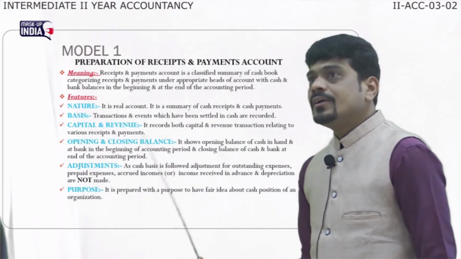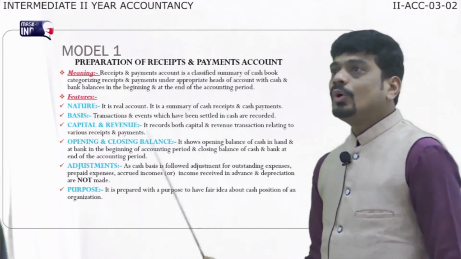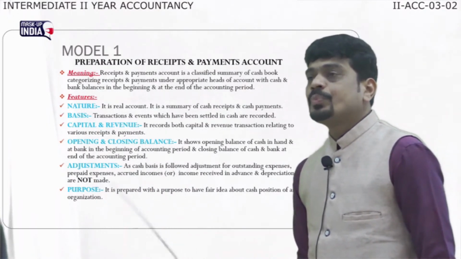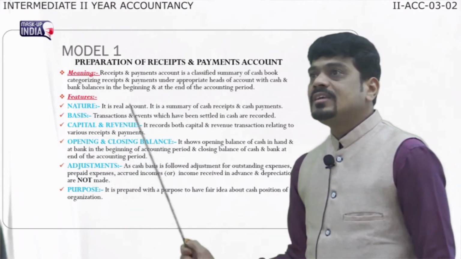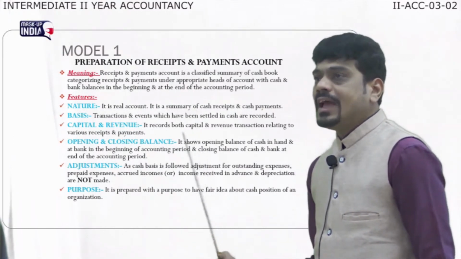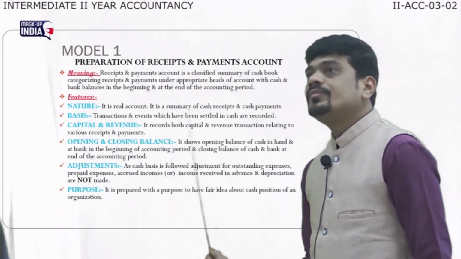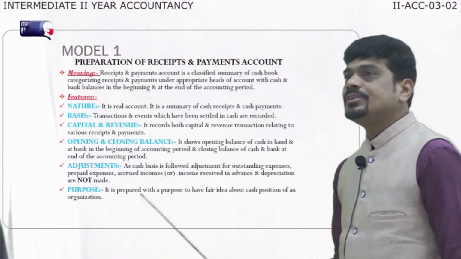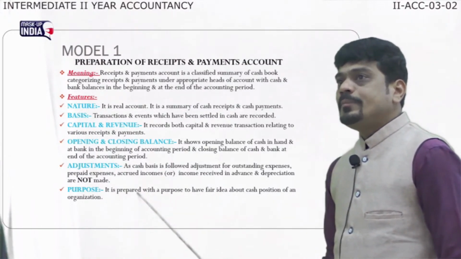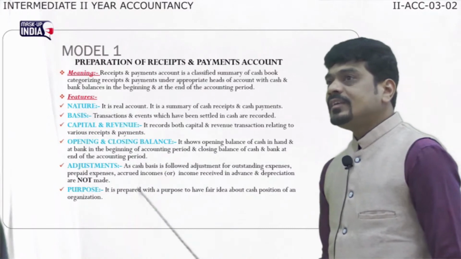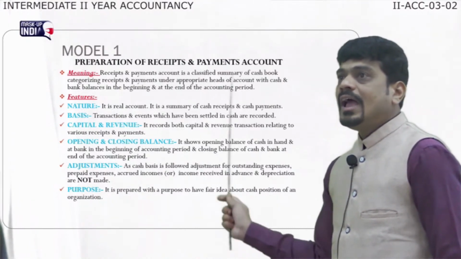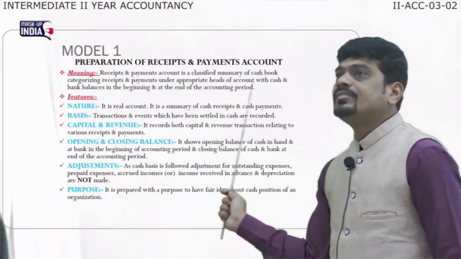Again, here we record only those transactions in which cash is involved. You have to see whether we are receiving cash or we are paying cash. That alone will be recorded. And what is the purpose of preparing this particular receipts and payments account? The purpose is to have an idea about the cash position. As I told you here, it is nothing but the cash book.